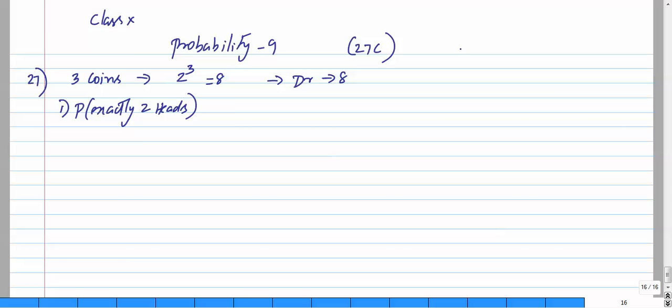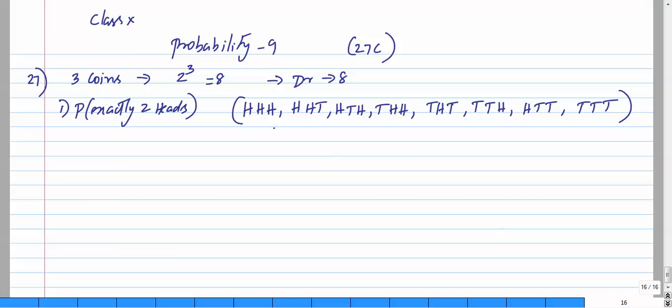We have done this before. You can see that these are the 8 options that we have. So what is the probability of exactly 2 heads? Exactly 2 heads. So this is 1, this is 1, this is 1, this is 1. That's all. These are the 3 conditions which are satisfying exactly 2 heads. So P of 2 heads equal to 3 upon 8.